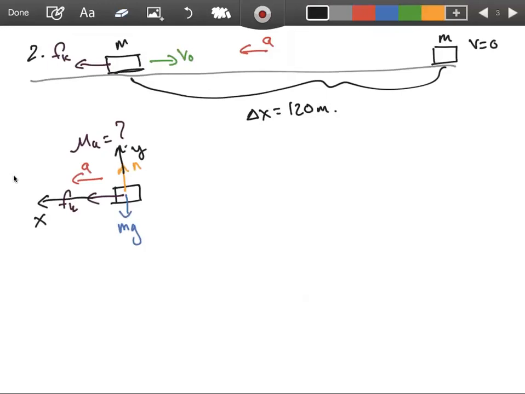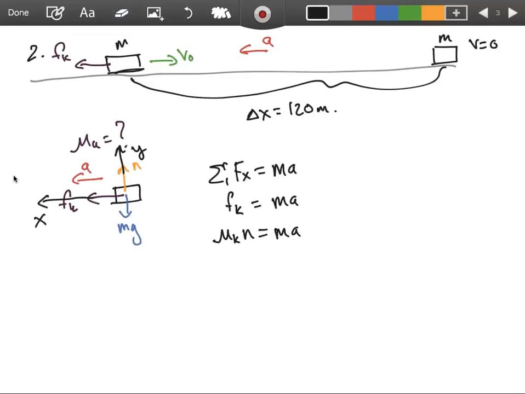Good. Now, in this case, let's look at the sum of the forces in the x direction. So again, is it accelerating in the x direction? The answer is yes. I'm going to write this as simply m times a. And here, the only force acting in the x direction is my kinetic friction. So I get my kinetic friction is equal to ma. And we know by definition, the kinetic friction is the coefficient times the normal force, which is then equal to m times a. Right. So good.